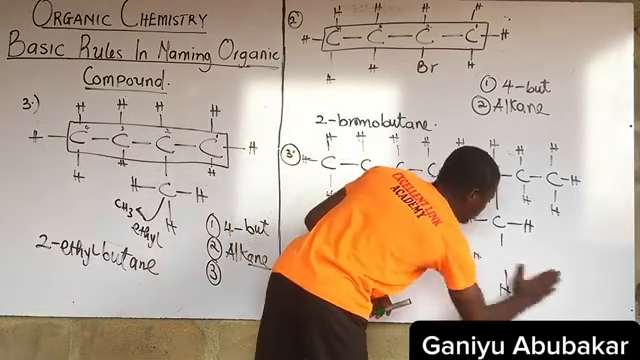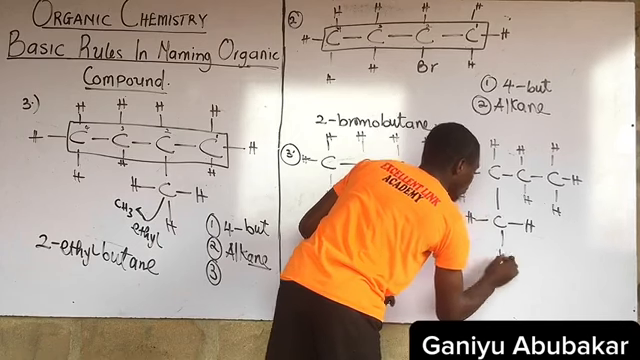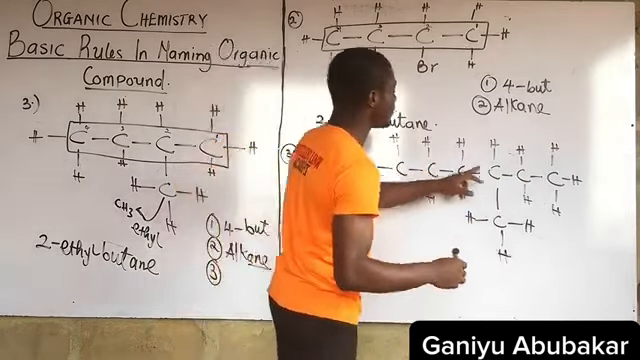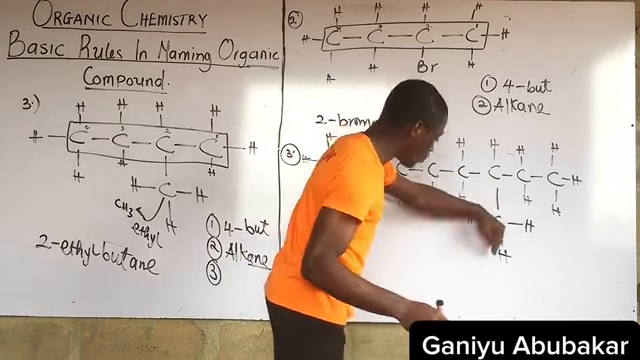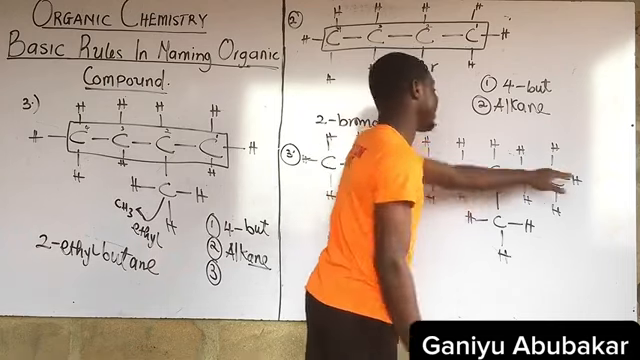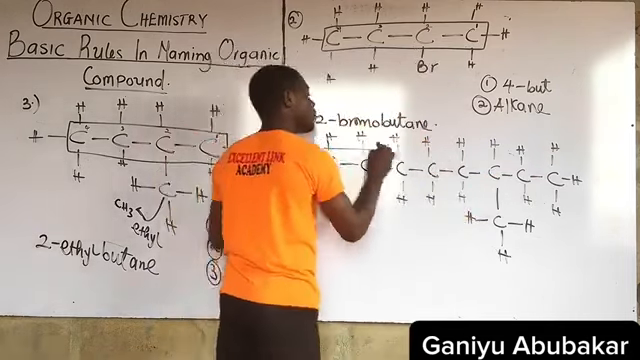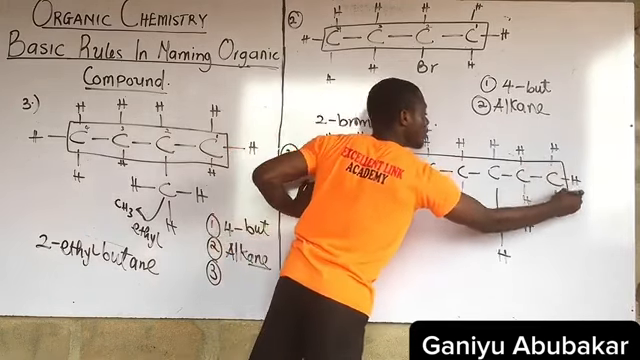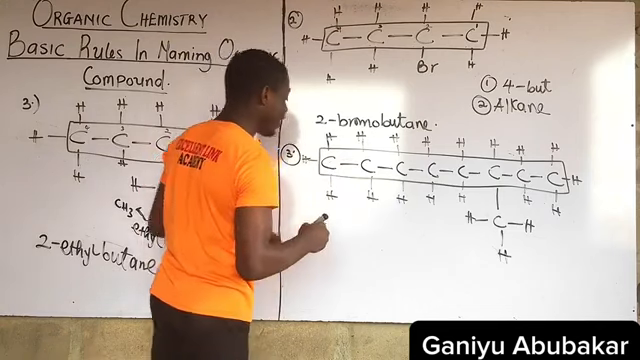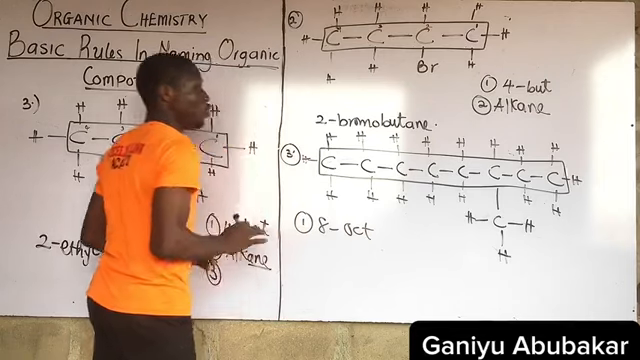Let me eliminate this one. So let's use this one. I want to show you something. So this is 1, 2, 3, 4, 5, 6, 7. Like this is 7. 1, 2, 3, 4, 5, 6, 7, 8. Like this is 8. In between 7 and 8, which is the longest? Of course, 8. This becomes the longest continuous carbon chain. That's 8. 8 is called oct, as we know.